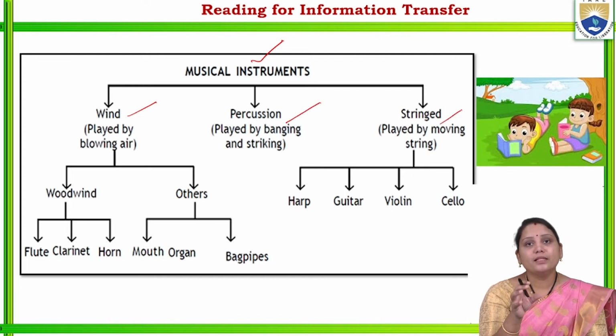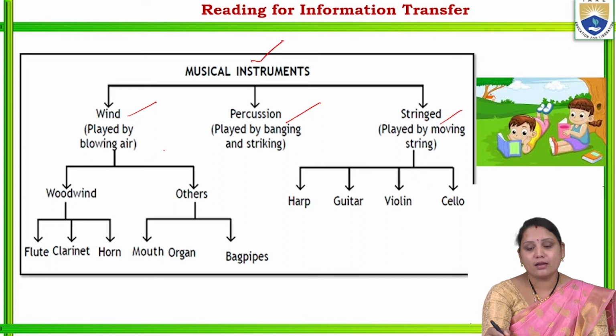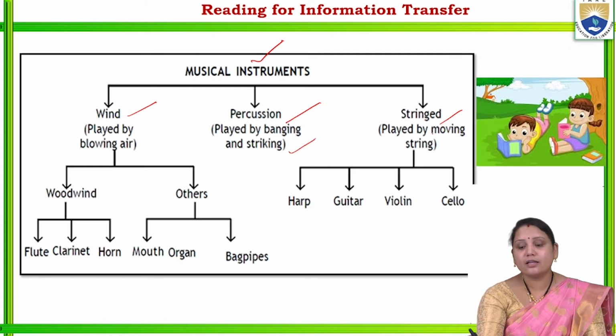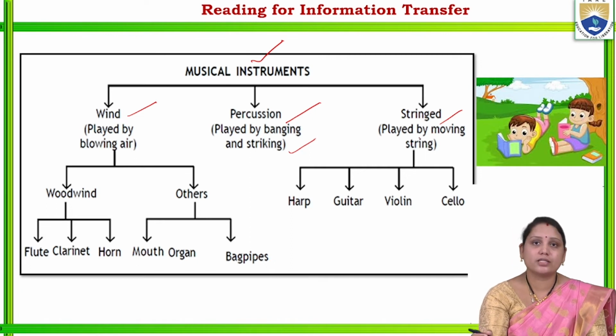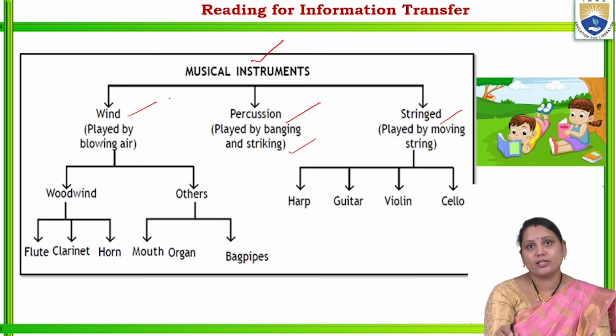Three forms of musical instruments we get. Wind, which are played by air. Then percussion, played by banging and striking. Then string, played by moving strings. So how many kinds of musical instruments do we generally have? Three kinds.